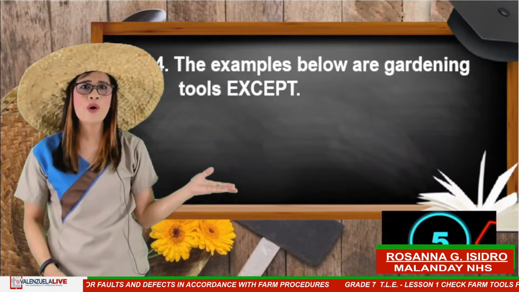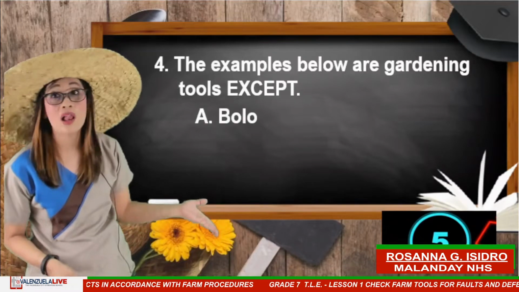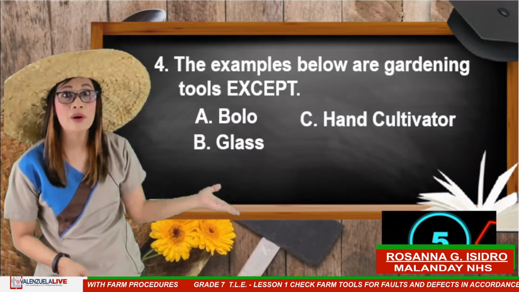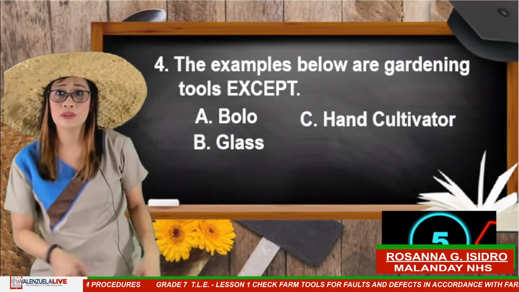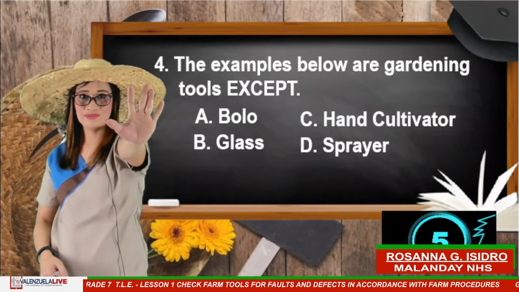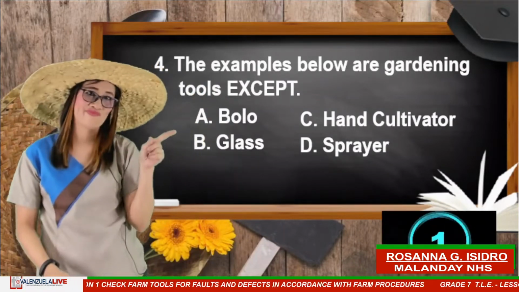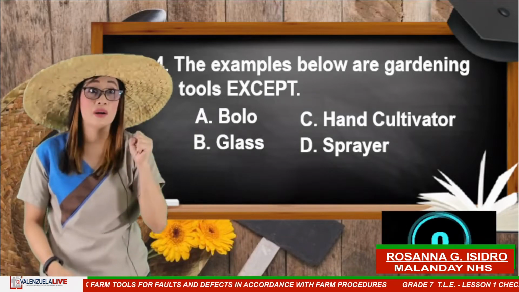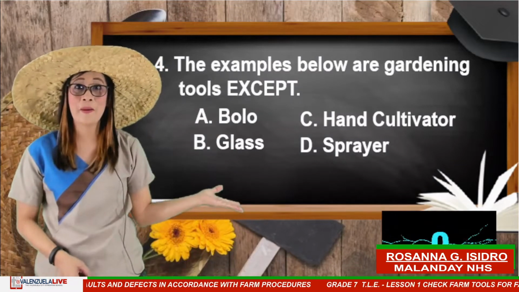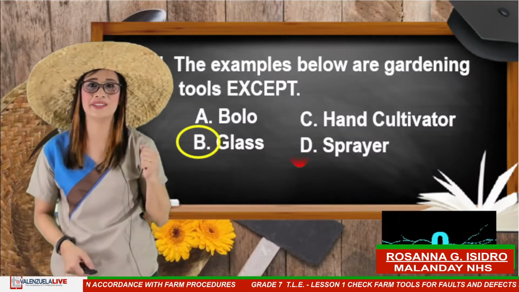The examples below are gardening tools, except: letter A, bolo; B, glass; letter C, hand cultivator; or letter D, sprayer. Your time starts now. Oops, time is up. If your answer for number 4 is letter B, glass, very good.